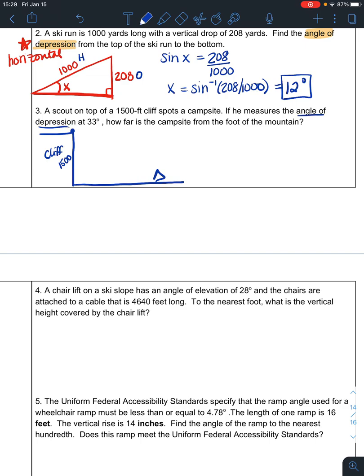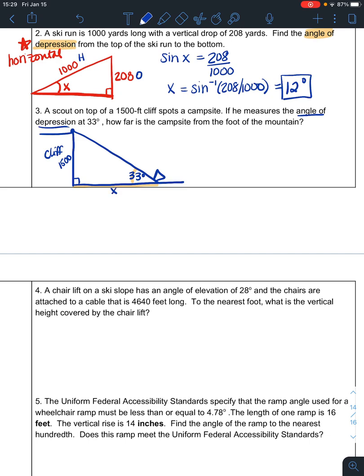If he measures the angle of depression, again, it does not matter wherever you draw your triangle. So we're going to draw our triangle. The angle of depression is 33 degrees. Again, we always put our angle of depression off of the horizontal. So however you draw your picture, find the horizontal line and put your angle right there.